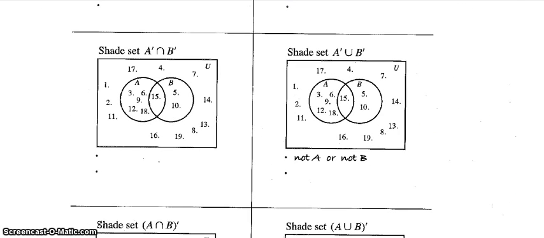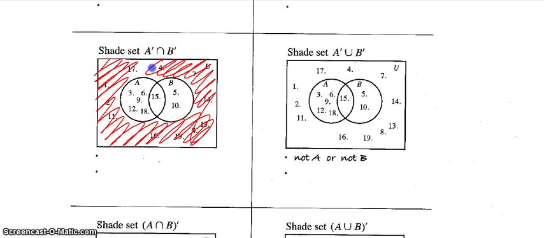Now, next one. Wow, not A intersect not B. Okay, let's think. Not A is everything outside. Not B is everything outside. And then I want the common part, so it's just the things on the outside. Not A and not B. So these are the things on the outside. Not A intersect not B. Not A, everything outside, and then not B, everything outside.